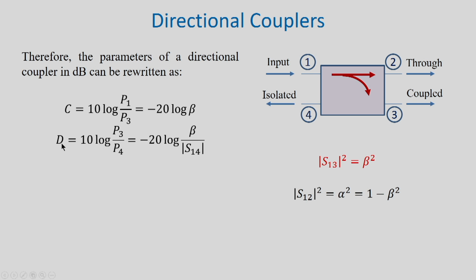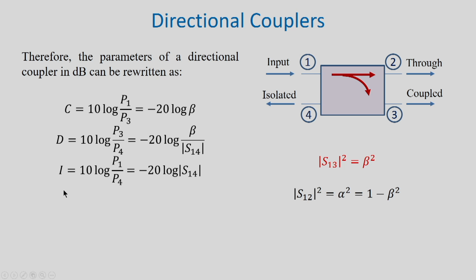Similarly, D, the directivity, is 10 log P3 by P4, and this P3 by P4 can be written as P3 by P1 and P1 by P4. So, P3 by P1 can be written as 1 by beta square, and similarly P1 by P4 can be written as 1 by mod of S14 square, and therefore, D can be written as minus 20 log beta by mod of S14.